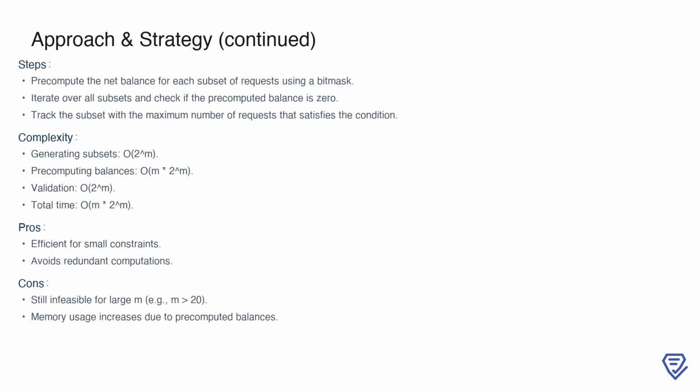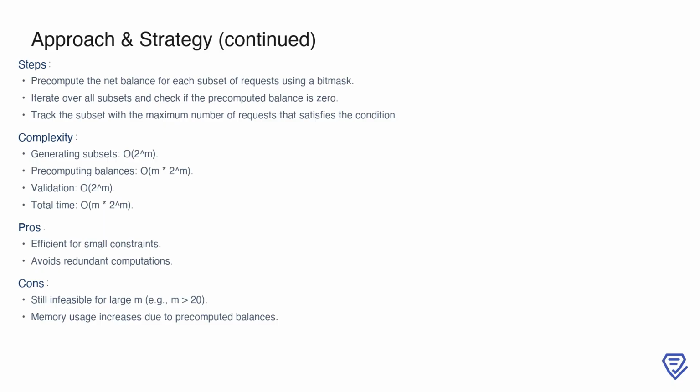The bit masking with pre-computation approach introduces a way to efficiently handle the validation of subsets. Using bit masks, we represent each subset of requests and pre-compute the net balance for each subset. This avoids recalculating balances repeatedly during the validation step. The process involves three main steps.